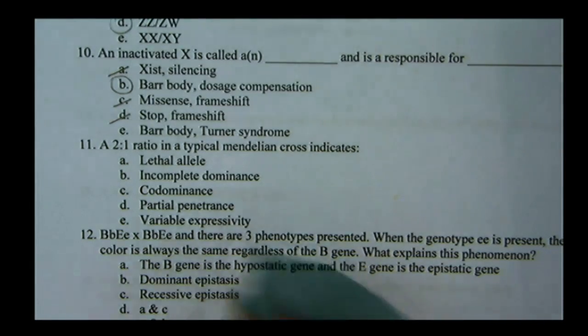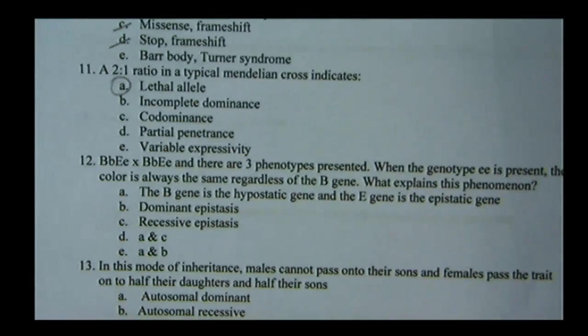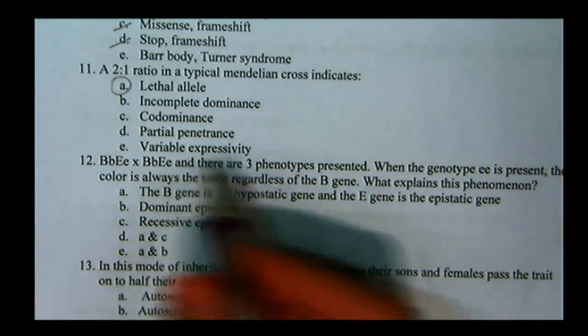Okay, now let's see. So we have this cross. There are 3 phenotypes presented. That should kind of raise a red flag if there's 3 phenotypes and we only have 2 genes here. The genotype EE, so homozygous recessive, is present, and when that's present, the color is always the same, regardless of whether this B is big or little. And what would explain this phenomenon?